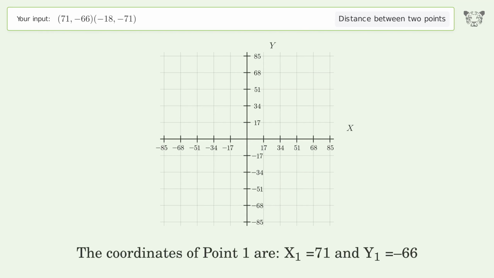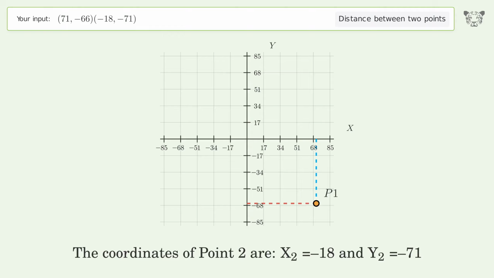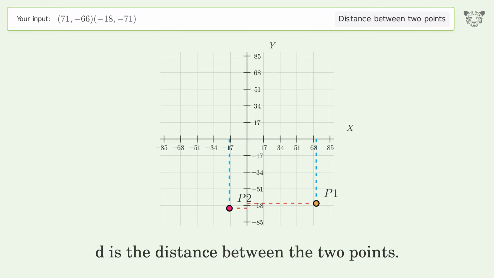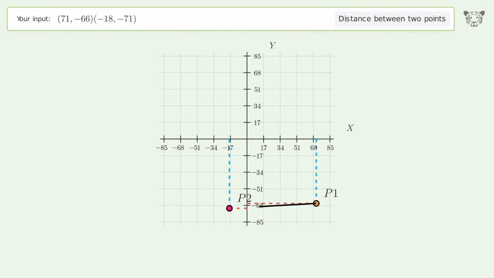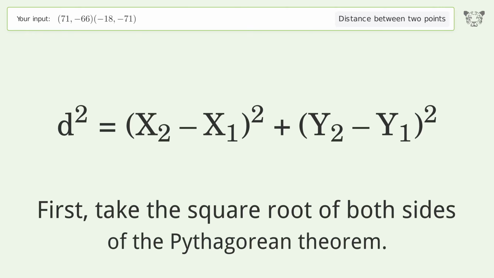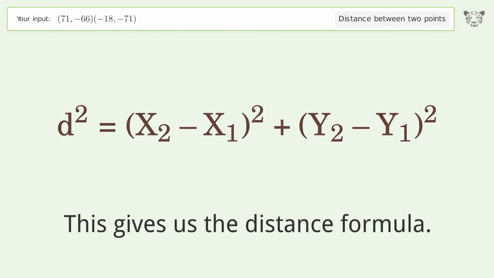The coordinates of point 1 are x1 equals 71 and y1 equals -66. The coordinates of point 2 are x2 equals -18 and y2 equals -71. D is the distance between the 2 points. First, take the square root of both sides of the Pythagorean theorem. This gives us the distance formula.